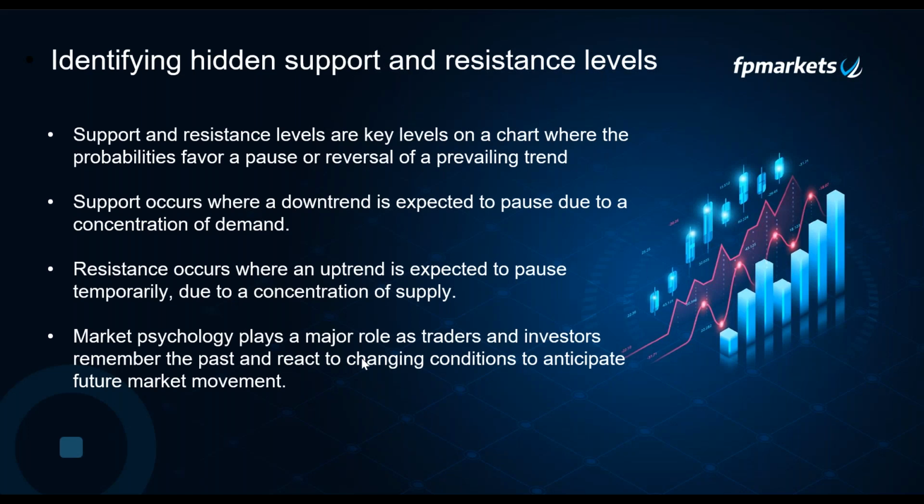Over here we can see that support and resistance levels are generally horizontal lines. What we are seeing is that there are key levels on the chart where the probabilities favor a pause or a reversal of the prevailing trend. I will hop onto the chart later on as well, to try and find if we have any hidden levels that we can see as examples.